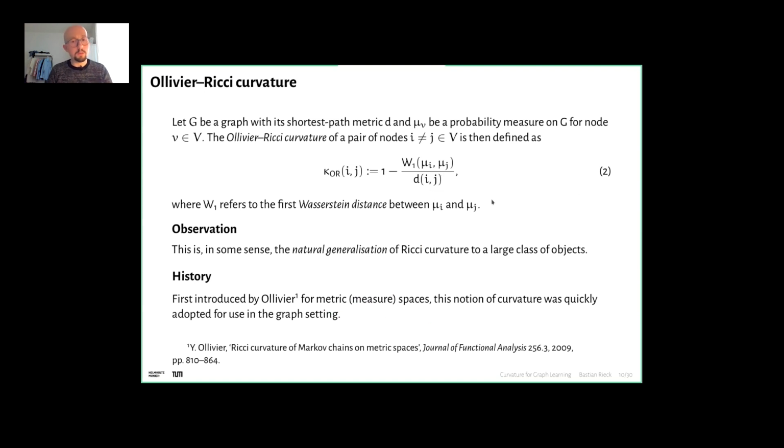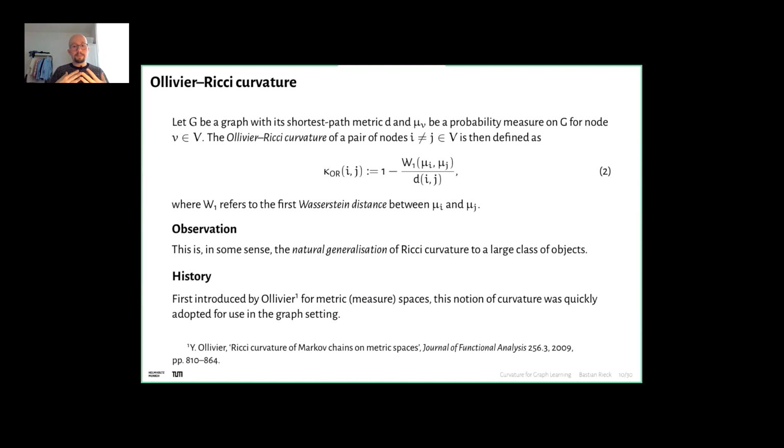This might look a little bit weird at first, so let that sink in briefly. First of all, it is defined for a pair of nodes, so i and j do not necessarily have to be connected. This is one of the reasons why we have this distance-based normalization term in there, and the transportation distance term is put there in order to mimic the behavior of Ricci curvature in the smooth setting.